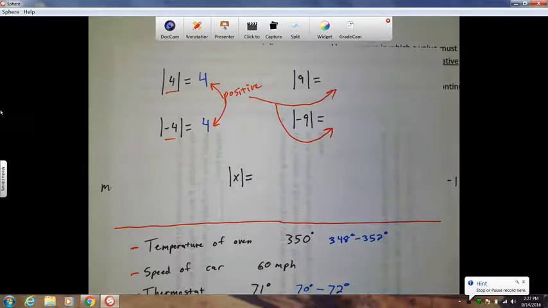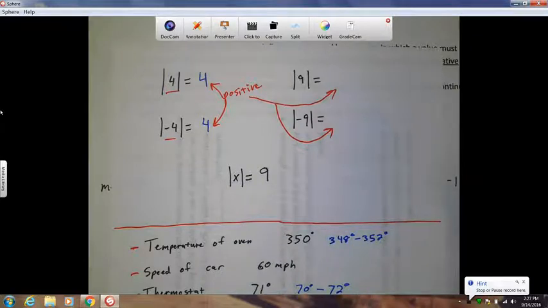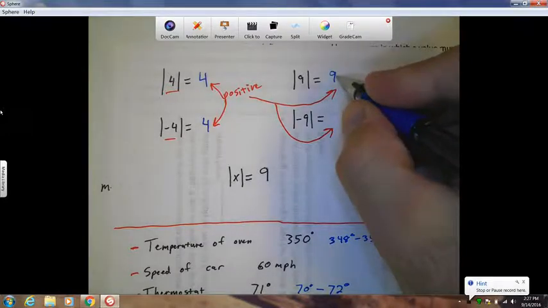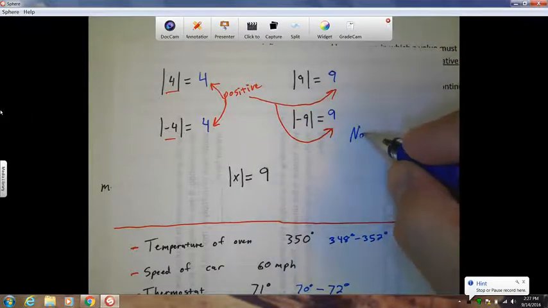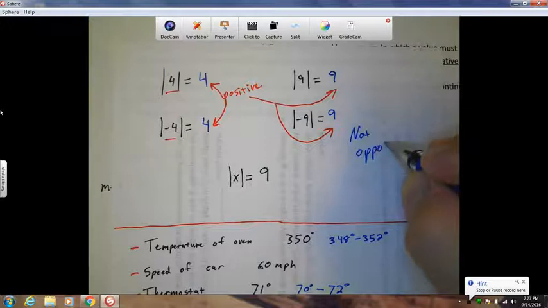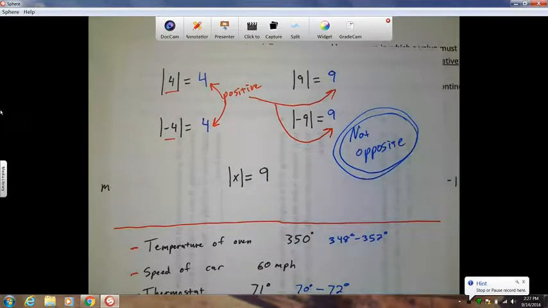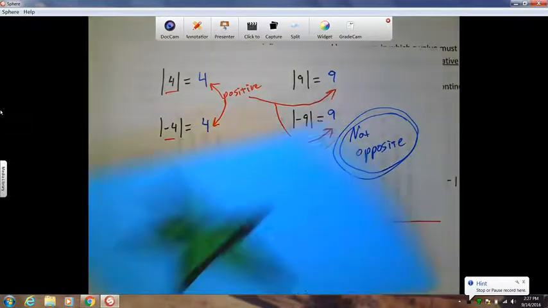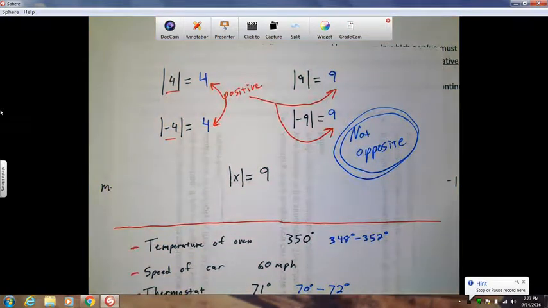Okay, so distance away from 0, it has to be positive. So over here, 9, absolute value of that is 9. Absolute value of negative 9 is also 9. Some people get confused. They think all I'm doing is taking the opposite. It is not the opposite. Okay? Watch this. Pay attention. Absolute value is not the opposite. It's just always going to be positive.